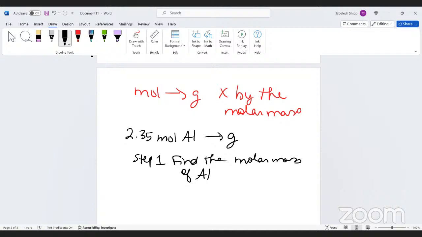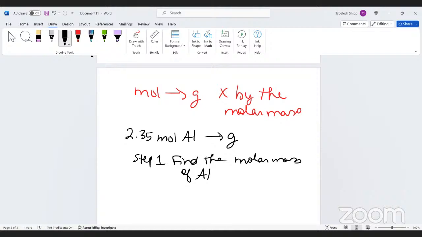When I look at my periodic table for aluminum, hey, Dr. Fudge, how are you? When I look at my periodic table for aluminum, you see the weight here is 26.98. I know it's a little blurry. Let me back it back.